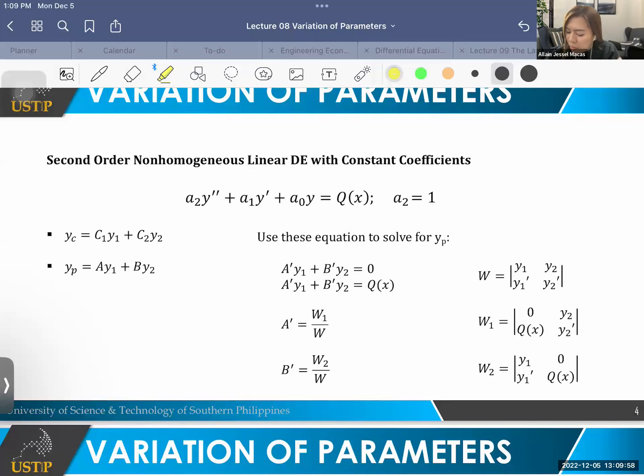So we have here a sub 2, y double prime plus a sub 1, y prime plus a sub 0, y is equal to q of x, given that a sub 2 is equal to 1. If your coefficient of the second derivative of y is not equal to 1, all you have to do is divide both sides by that number so it becomes 1. But just for the purpose of our discussion today, our example has 1 only. Okay?